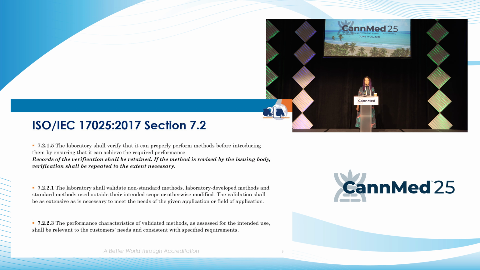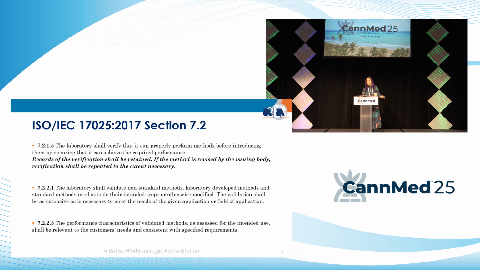So the ISO standard, as I mentioned, it applies to all industries. And so Section 7 is about the validity of results. It's about method validation and method verification. So I wanted to put up what the actual ISO requirements are for this. The laboratory shall verify that it can properly perform methods before introducing them by ensuring that it can achieve the required performance. Records of the verification shall be retained. If the method is revised by the issuing body, verification shall be repeated to the extent necessary.